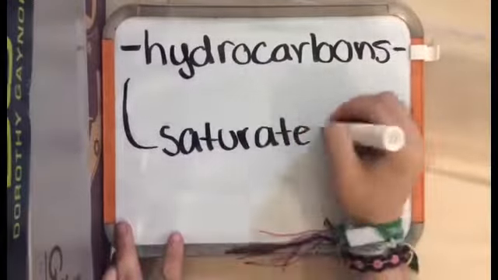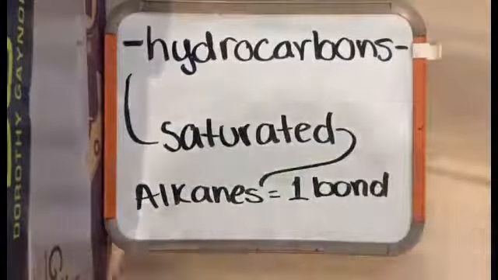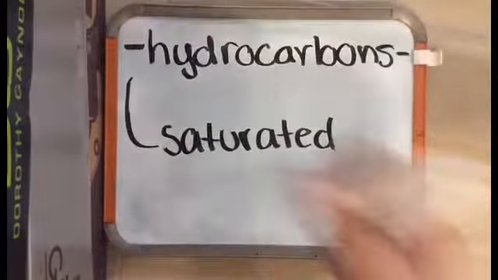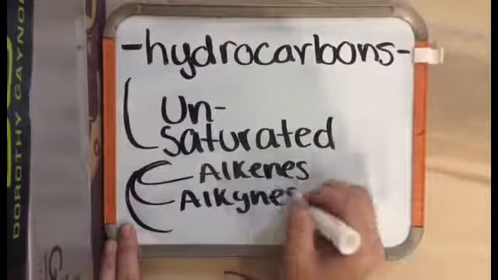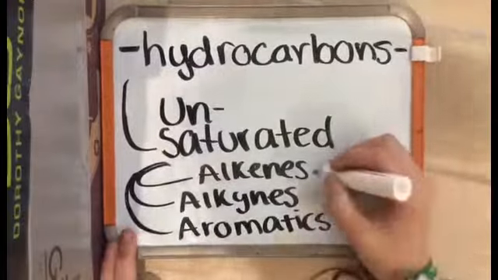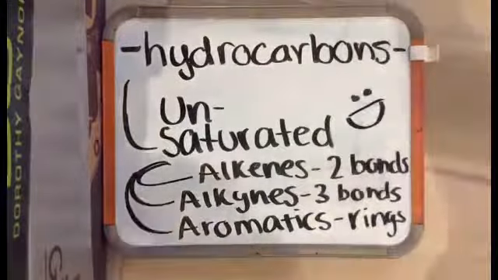While hydrocarbons are saturated, they are alkanes, with just single bonds. But when they are unsaturated, they are divided in three: alkenes, alkynes, and aromatics. Alkenes have double bonds, alkynes have triple bonds, and aromatics have benzene rings.